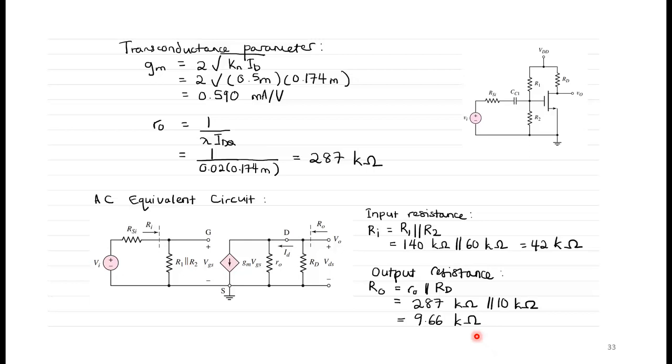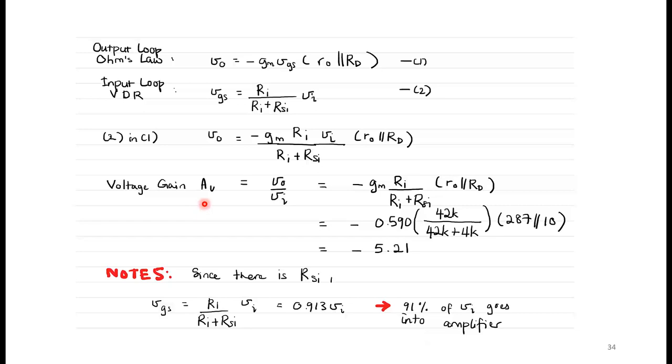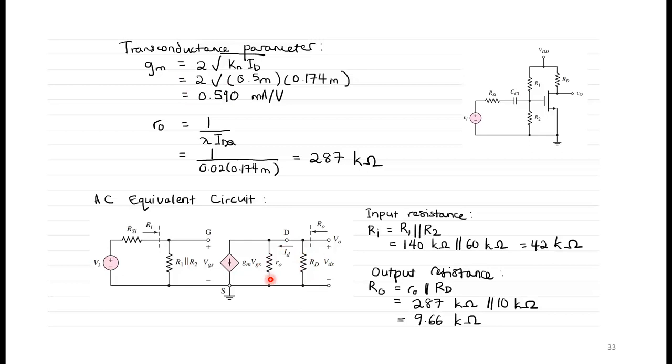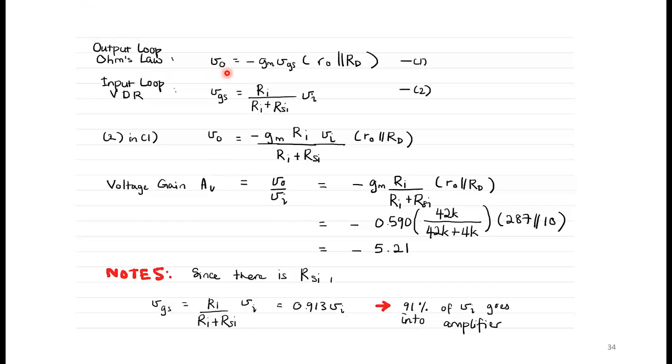And why am I doing this? Because I want to find the voltage gain. To find the voltage gain, I need to find Vout over Vin. To find Vout over Vin, I need an expression for Vout. As I'm doing this solution, I know that I have to consider Ohm's law across the parallel resistance of rout and RD. So in the output loop, Ohm's law, V equals IR, V is Vout, I is gm VGS, and it's negative because it's entering the voltage expression through the negative terminal, and the resistance is the output resistance of the transistor, the small signal parameter rout, in parallel with RD.